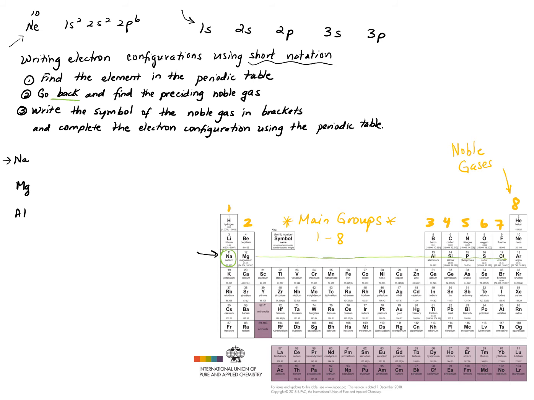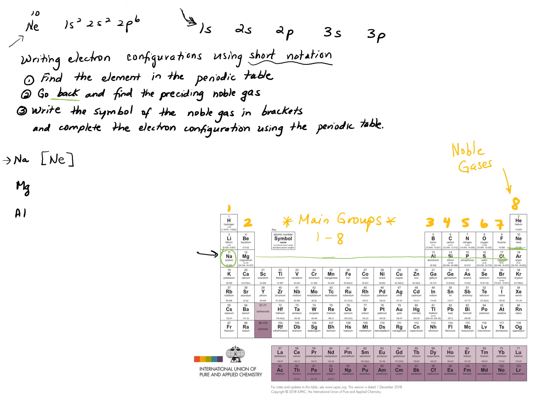Going forward, sodium goes to the noble gas argon, but you have to go back. Going back means that we're looking at neon right before Na. Write the symbol of the noble gas in brackets, so neon. Then complete the electron configuration using the periodic table, or we can actually use this right here.